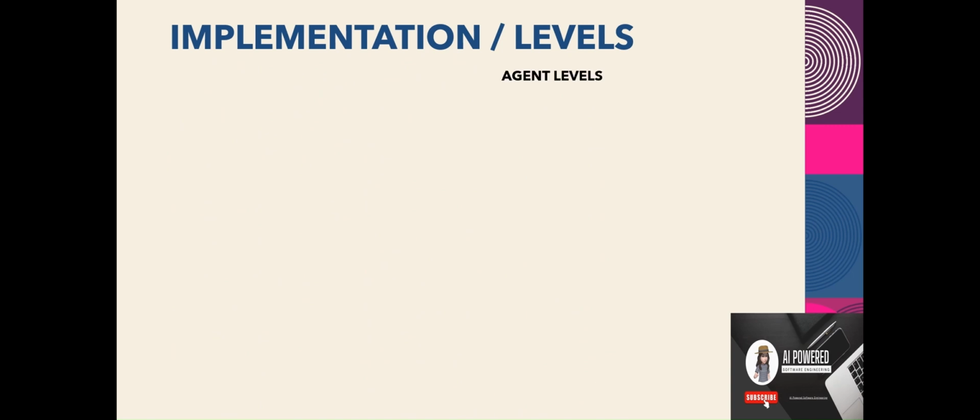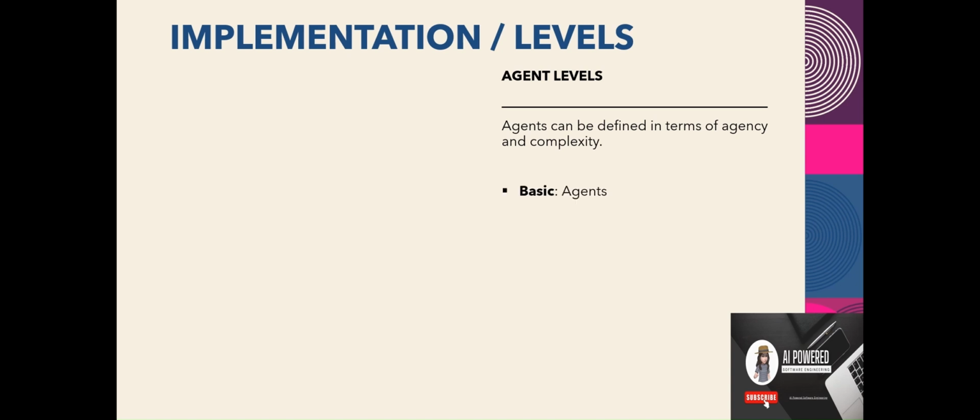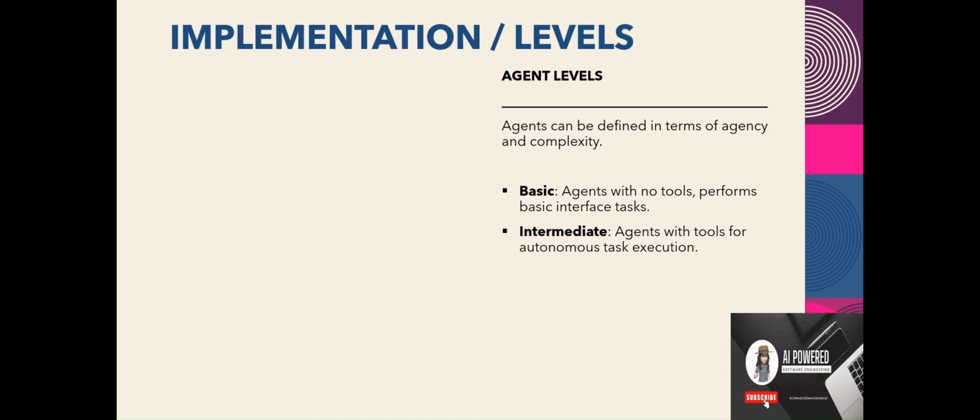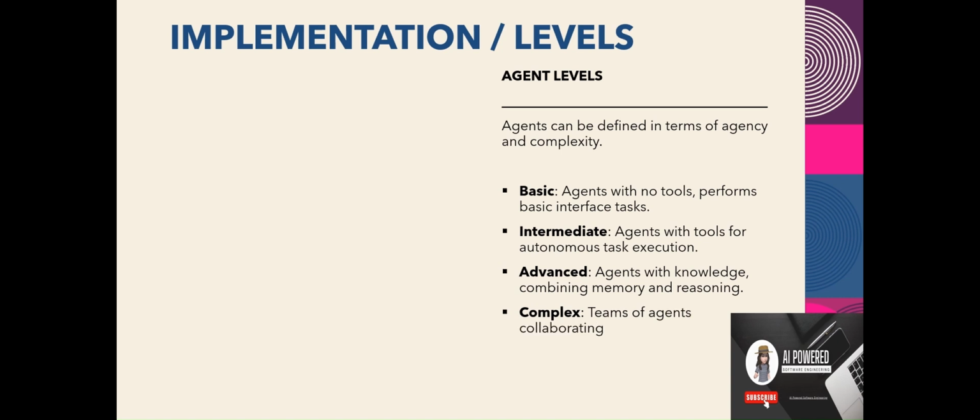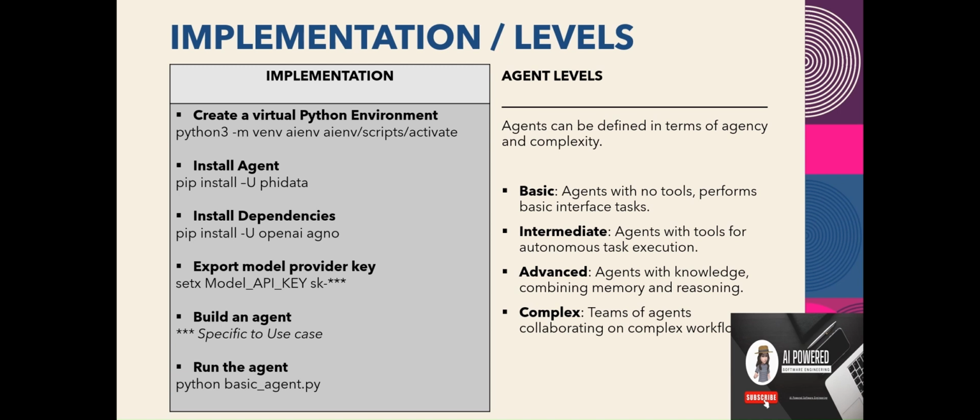There are multiple levels of agents that can roughly be categorized as basic, intermediate, advanced, and complex based on their autonomy and agency. Basic agents perform basic interface tasks and have no tools. Intermediate-level agents use tools to perform autonomous tasks. Advanced agents use their knowledge, memory, and reasoning to perform advanced tasks, while complex agents can be teams of agents collaborating on complex workflows. Implementation of Agno can be performed in just a few steps.